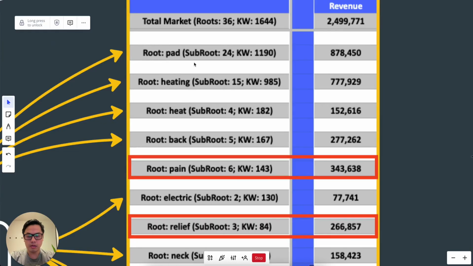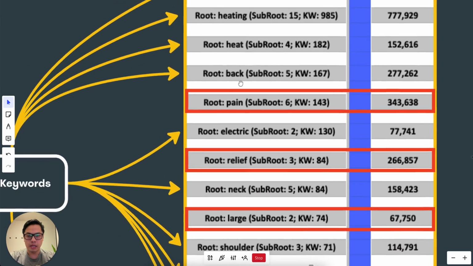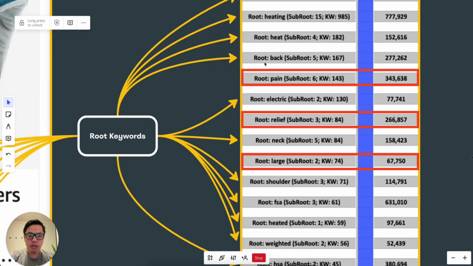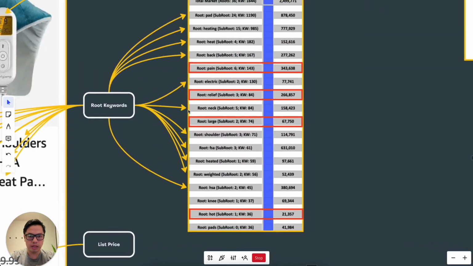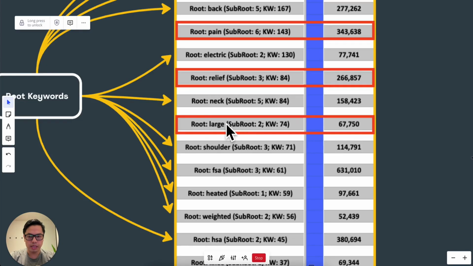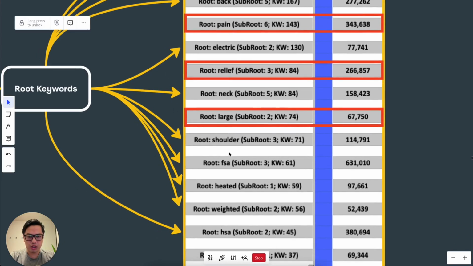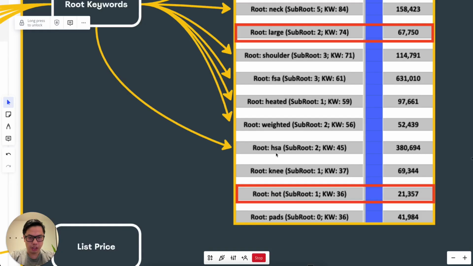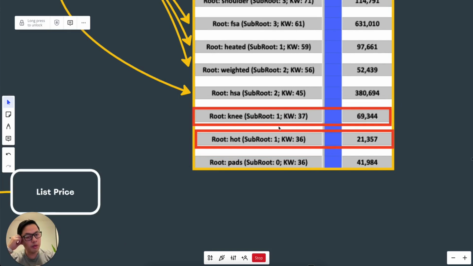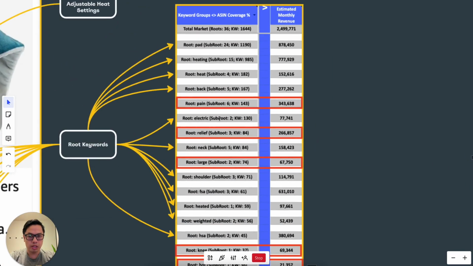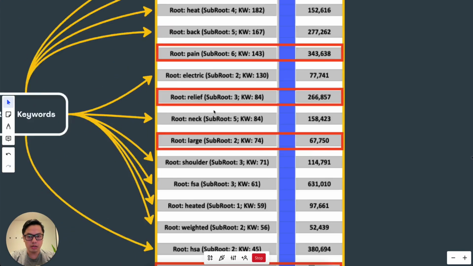So we had heating pad, heating. They mentioned the back. They don't mention pain relief at all, which is definitely a huge miss. Large, whether this is considered large or not, maybe not, so maybe not the best keyword to put in. Maybe they did that on purpose. They talk about neck, shoulder, FSA, HSA, heated, weighted. Didn't talk about knee, but it wouldn't be applicable for the knee though. Hot could be a thing because that's how people are describing heat. So maybe they type in hot pad.